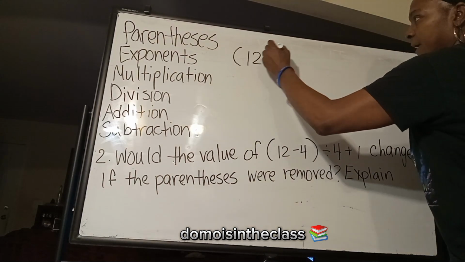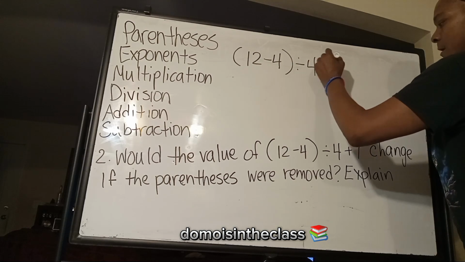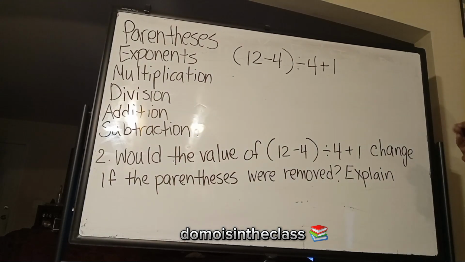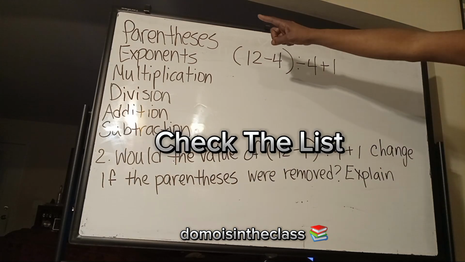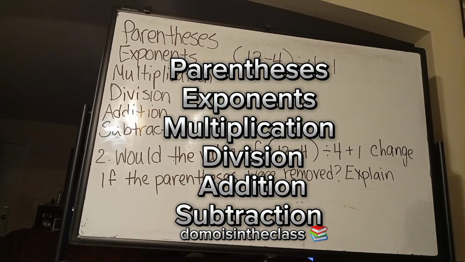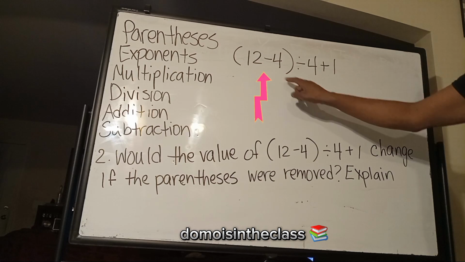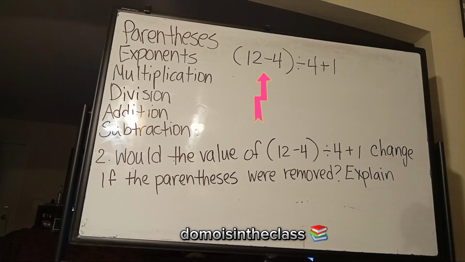Parentheses 12 take away 4 and close parentheses divided by 4 plus 1. All right, so now using our order of operations, which is parentheses, exponents, multiplication, division, addition, and subtraction, which one comes first? Parentheses. Exactly. So now we're going to do what's in the parentheses. That's 12 take away 4, equals 8. Great job.